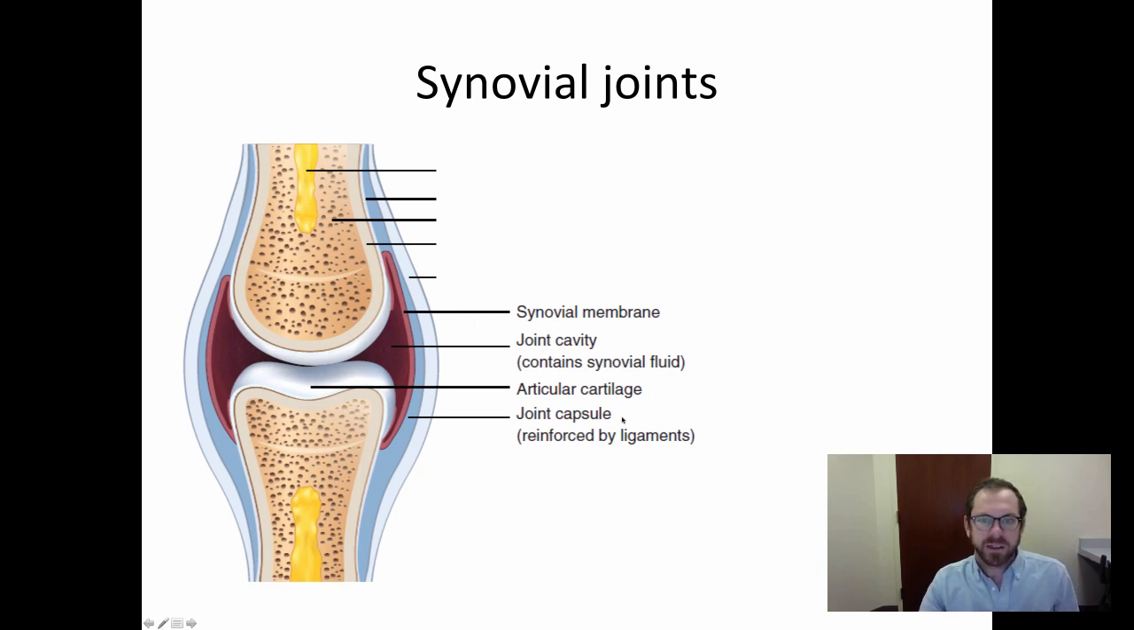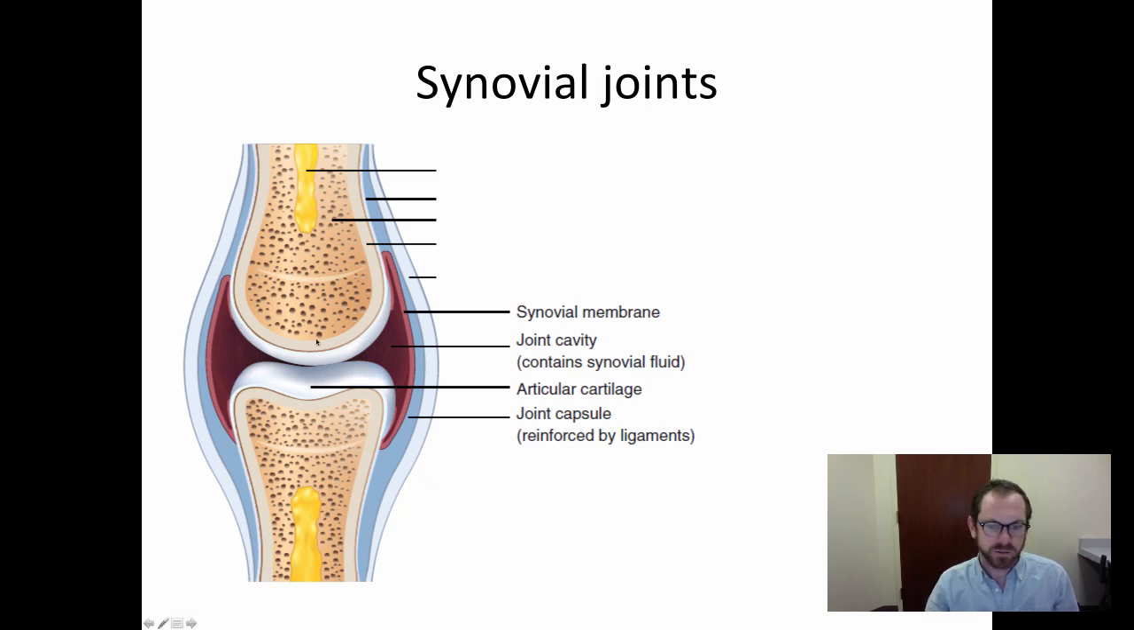And then finally, our synovial joints are going to be our most movable joints. And our synovial joints are when two bones come together, and they're going to be surrounded by a membrane called the synovial membrane. And that synovial membrane is going to be filled with synovial fluid. And this allows for this nice fluid movement at this joint.